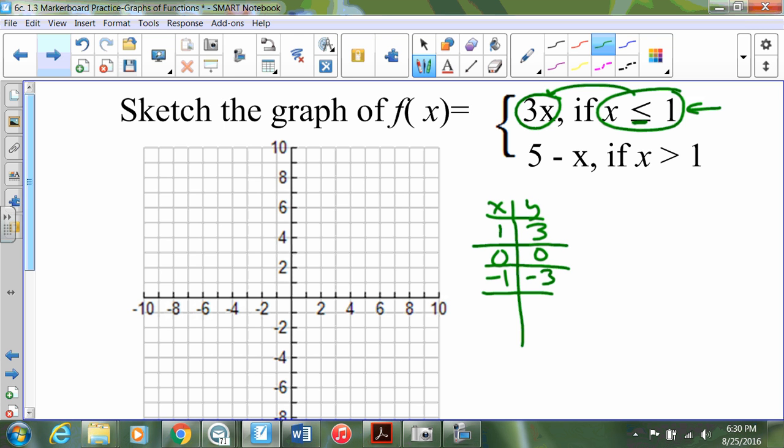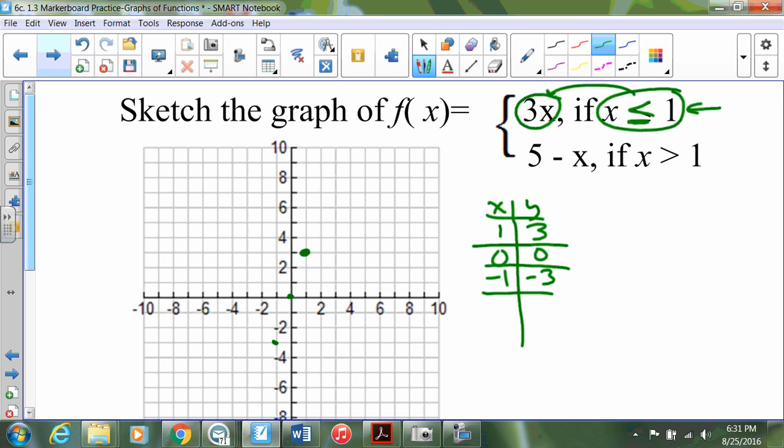I'll come over here and I'll graph. I have 1, 3. I'm going to put a closed circle because it says x is less than or equal to. So when I see that line, I can make the closed circle. And I'll go ahead and put the rest of my dots.